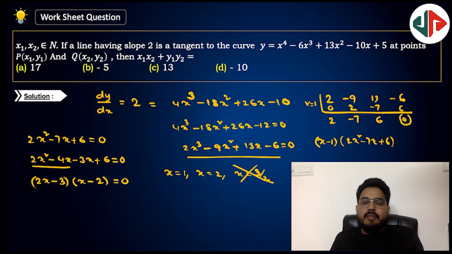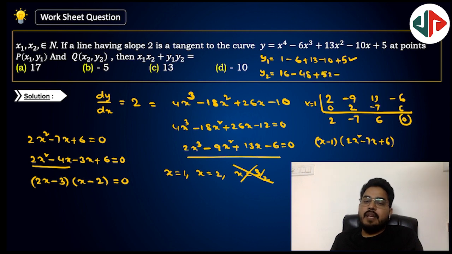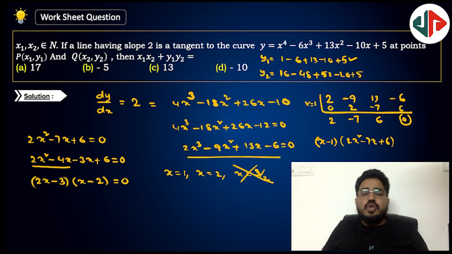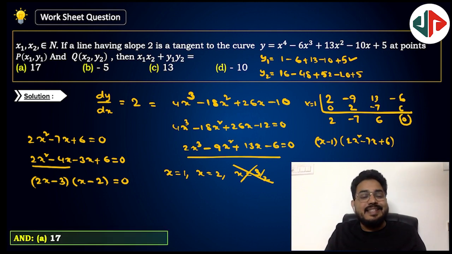x1 is equal to 1, and what is y1? y1 is equal to 1 minus 6 plus 13 minus 10 plus 5. You will get the value. What is y2? x is equal to 2, that is 16 minus 48 plus 52 minus 20 plus 5. Just substitute, you are going to get the answer for this. So to solve this question, you require quadratic equations and theory of equations concepts also. So what is the answer you are going to get? 17 you will be getting.